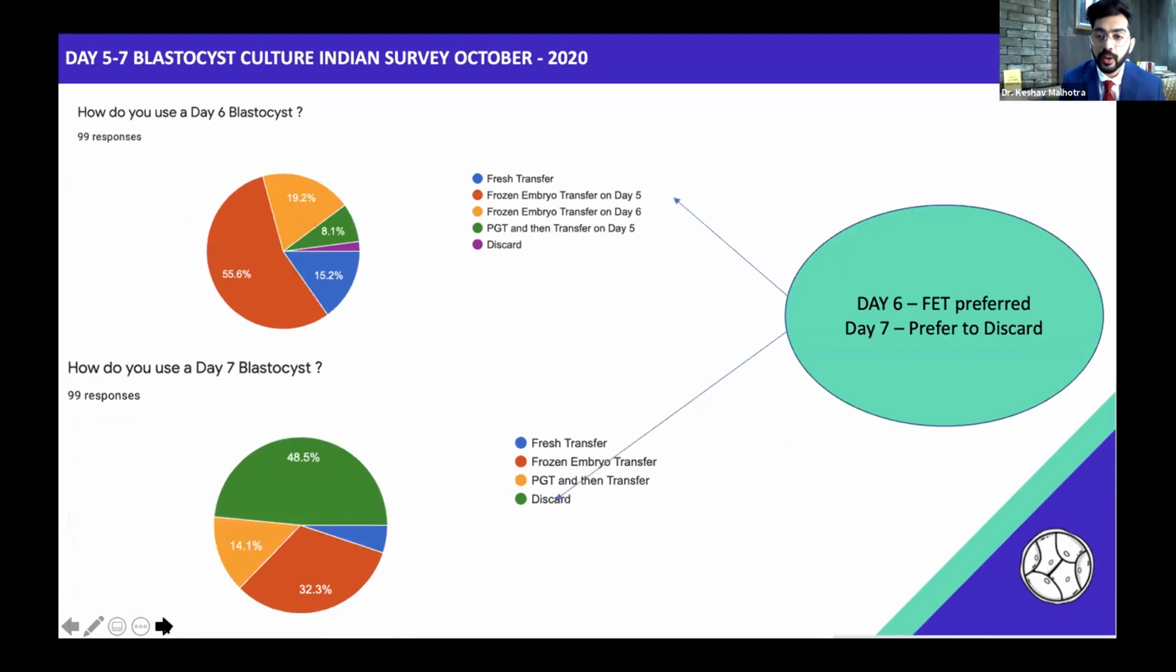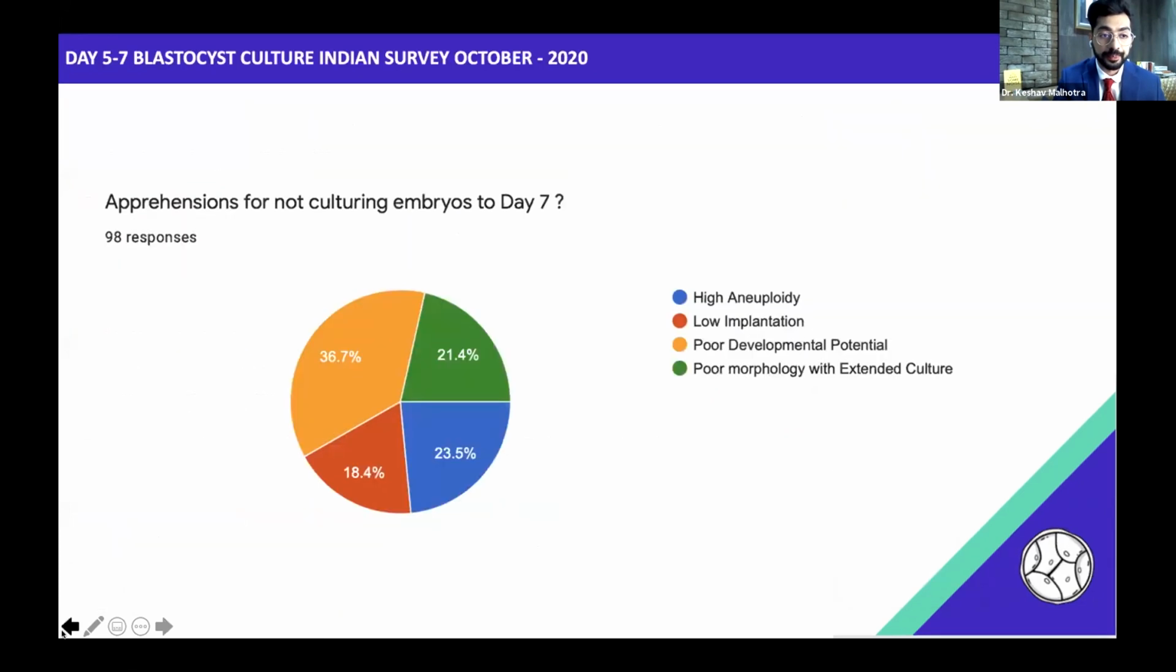Now, when we talked about how to use such blastocysts, if you look at the results here, most of the embryologists and clinicians preferred, when they have a day 6 embryo, to do a frozen embryo transfer. And when they have a day 7 blastocyst, they would prefer to discard that embryo. Almost 50% of the clinicians thought of discarding the blastocyst at day 7 and not doing anything else.